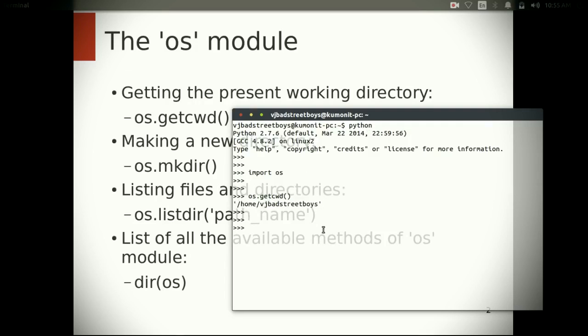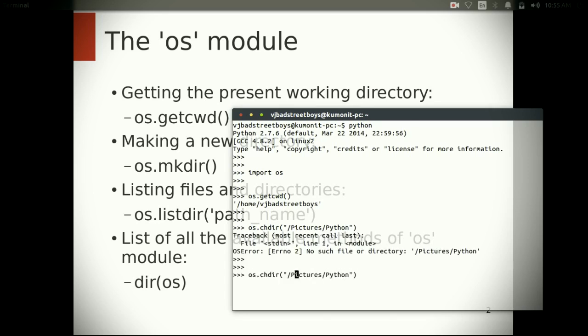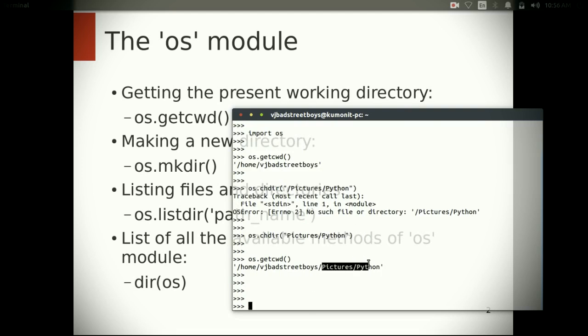If you would like to change the current working directory, then all you have to do is type out os and call the method chdir, which stands for change directory. Alright, so I quickly provide the path pictures and I go into Python. Well, I'll have to remove this slash because the pictures folder is not in the root directory, rather it is in our home directory, therefore we don't need that. Alright, so now if I check my current working directory, I do a quick getcwd, you would notice that we are in pictures/python now.